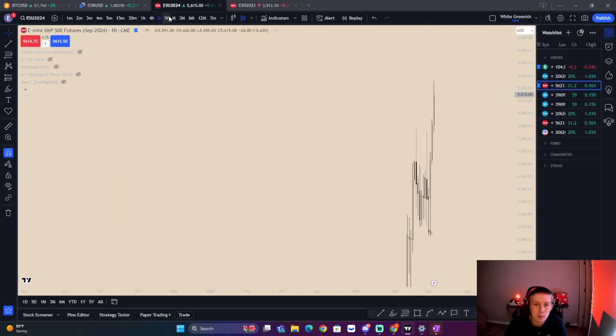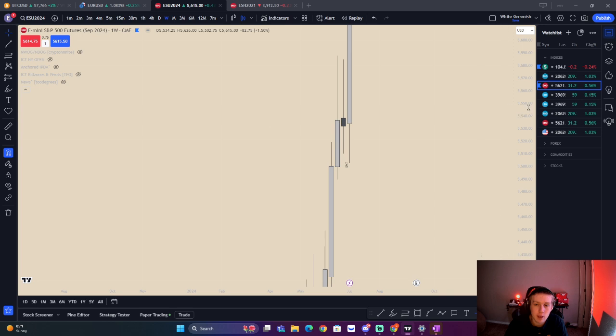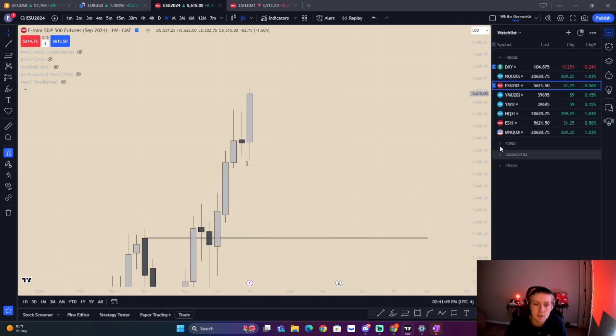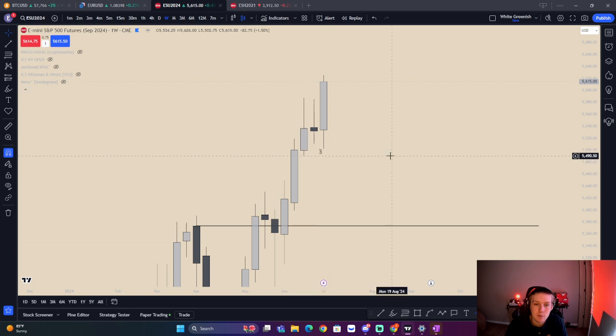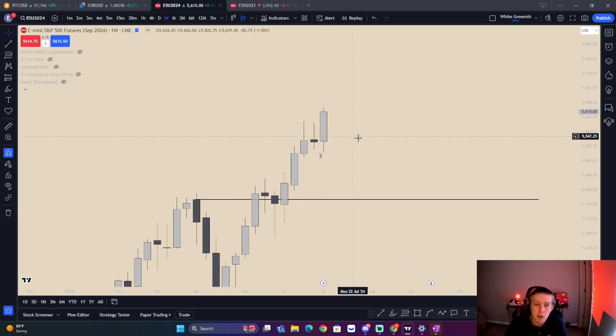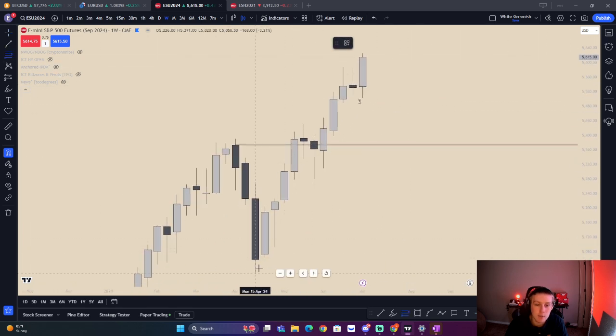If we zoom out to the weekly, what have we done? It's important to know that ES actually never traded into that weekly imbalance here. So ES has actually left this as a possible draw on liquidity for later on, not now. I don't think now is the time.